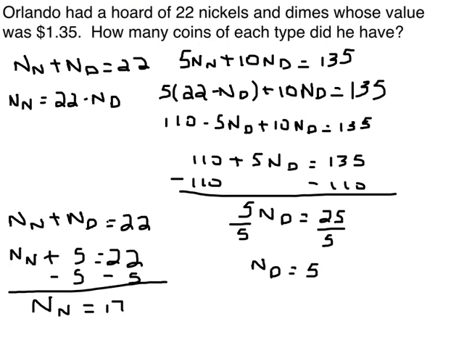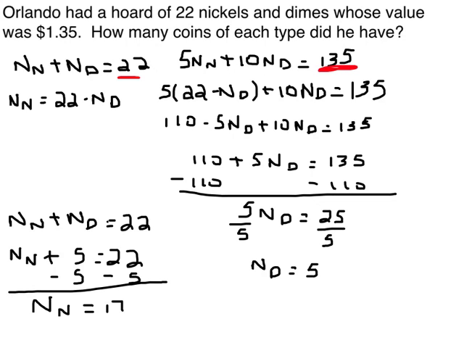All right. Orlando had a hoard of 22 nickels and dimes whose value was $1.35. How many coins of each type did he have? All right, so I know that the number of nickels and the number of dimes is 22. He has a total of 22 coins. They have a value of $1.35, and I'm not going to use decimals. I'm just going to put 135 cents.